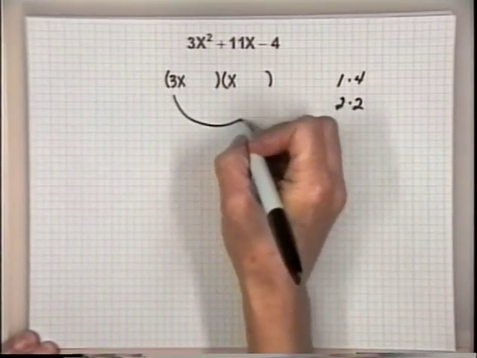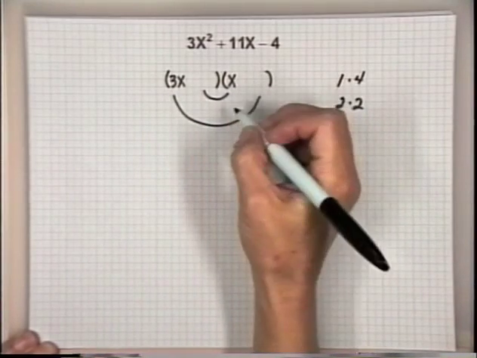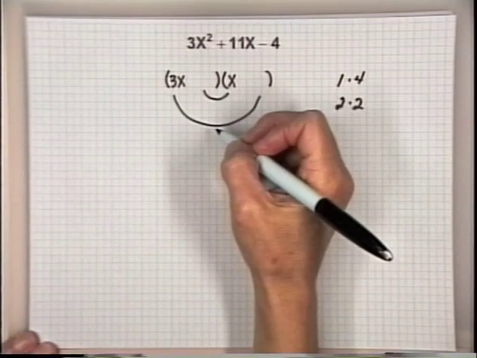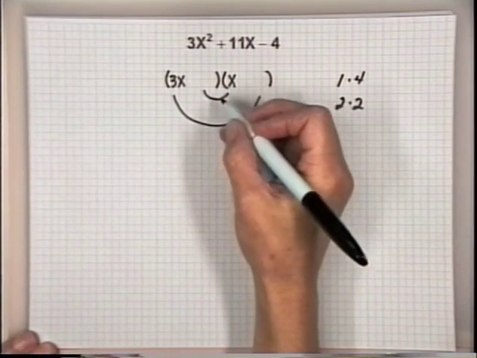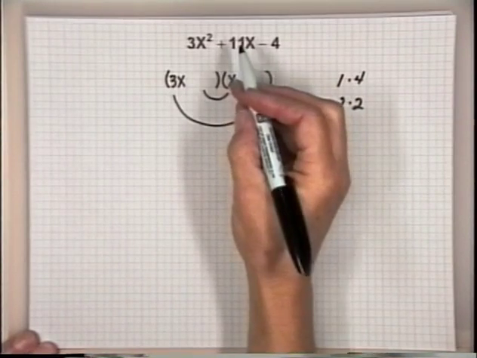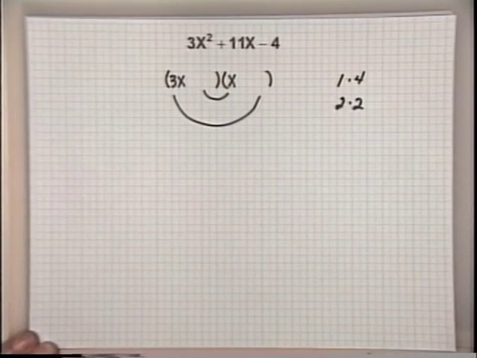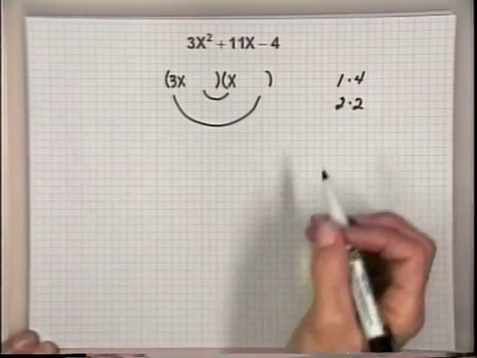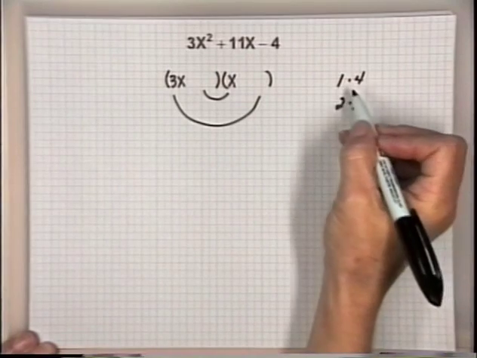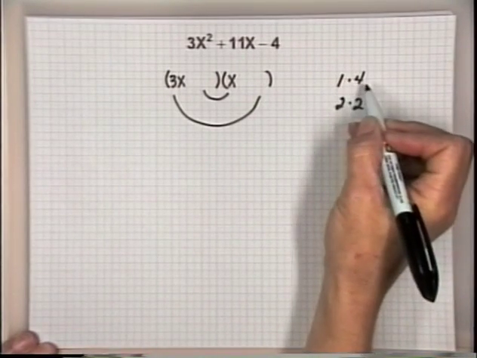Since these factors are going to have opposite signs, my outside and inside product will also have opposite signs. That means I will really be finding the difference between these numbers to get this 11 right here. So let's look at our choices and see what we might do. Since I'm wanting to have a difference of 11, I might need larger numbers this time. Let's look at this 1 and 4.